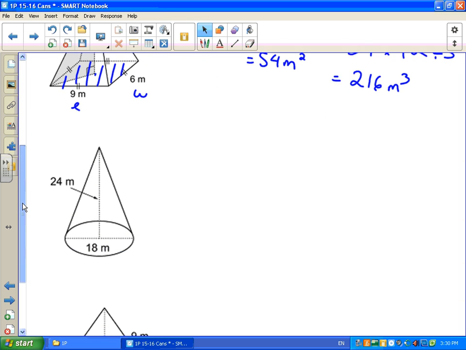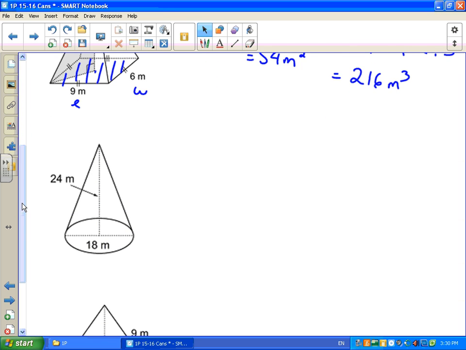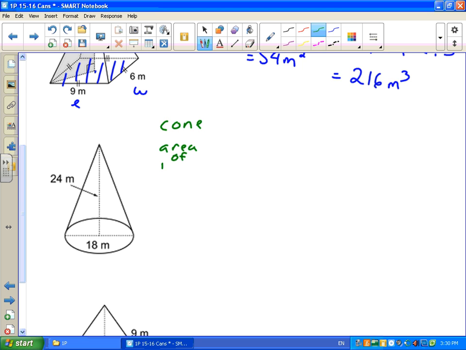We can do the same sort of thing for a cone. Okay? We know this is a cone because it has a circular base. So if we want to find the area of the base, we have to use the formula for the area of the circle, pi r squared.